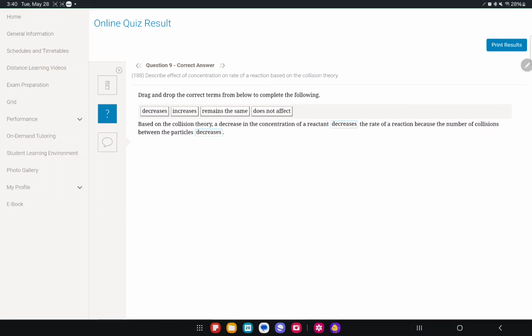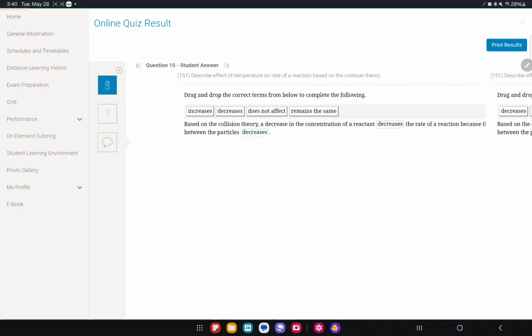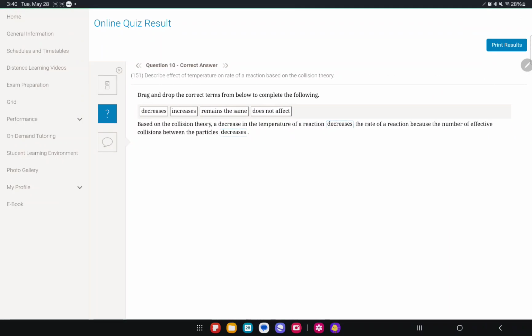Question 9. Based on the collision theory, a decrease in the concentration of reactant will decrease the rate of reaction because the collisions decrease. It's pretty self-explanatory. I don't think I have to explain it. Question 10. If the temperature decreases, the rate of reaction will decrease because again, collisions decrease.